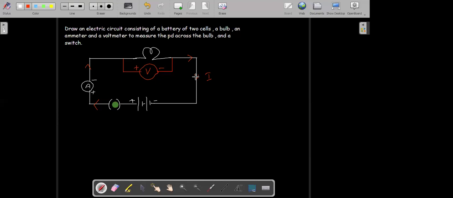So the current will flow through the bulb and the voltmeter at the same time. Yes. At the same time, at this junction between the bulb and the voltmeter, whatever current is coming at this point would try to divide into two parts. But as we know that voltmeter has an infinite resistance. All right. What is the resistance of an ideal voltmeter?